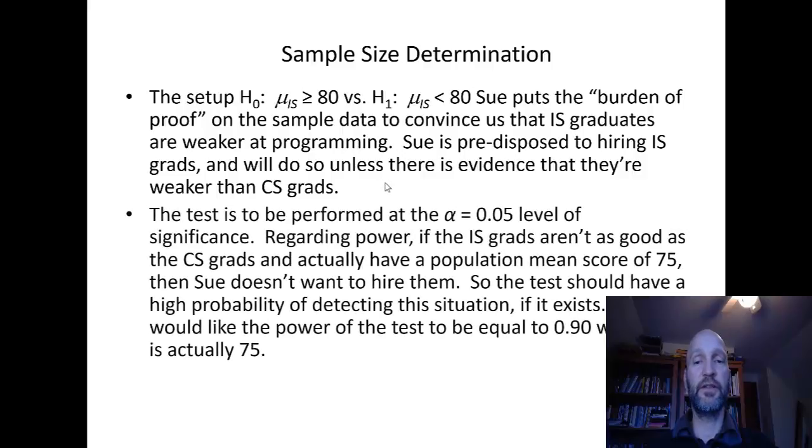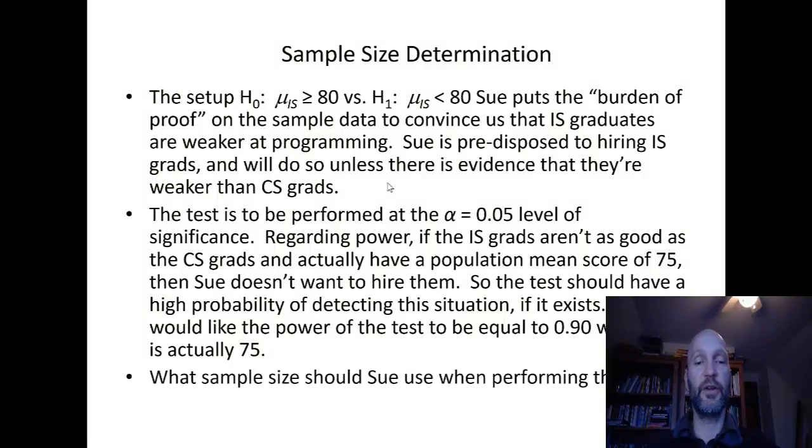So she is going to run the test at the alpha equals 5% level of significance, and she wants the power of the test to be 90% if the true population mean for the IS students is 75. And what she's really saying here is if the difference is just 5 points in the mean, she wants to be able to detect that with a probability of 90%, and that's going to indicate to her that the IS students are in fact not as good as the CS students. So the question then becomes, what is the sample size that is going to be needed in order to do this?